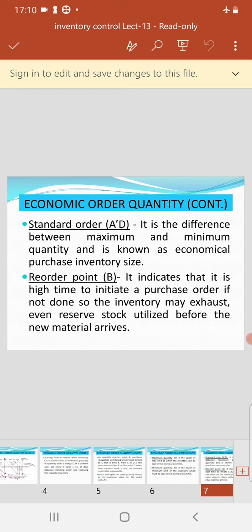So keeping in mind the rate of inventory consumption and the time required, we have to find out the reorder point, because at that time if the purchase order does not start, then the minimum inventory or the reserve stock or the buffer stock will be exhausted before the new material arrives.